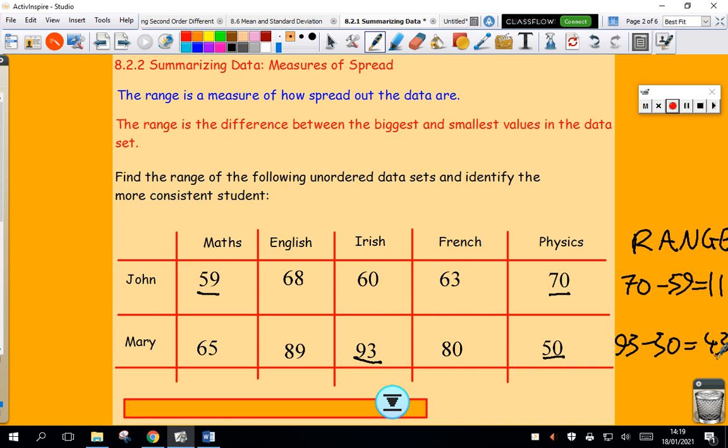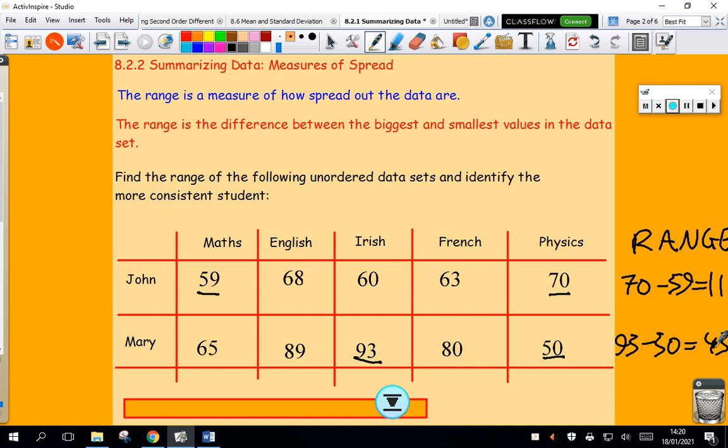So what way do we interpret that? Well, we might say that John is a more consistent student because he's scoring, more consistently, numbers that are closer together. Mary's data is more spread out. So even though she's scoring higher than him in Irish, English, French, and maths, she's possibly not as consistent as him because there's a greater range in her results.